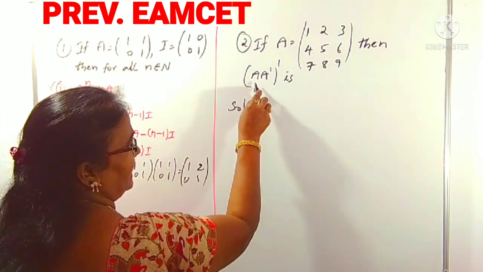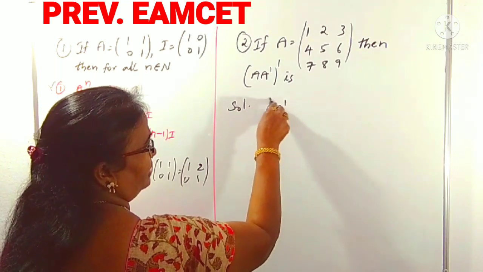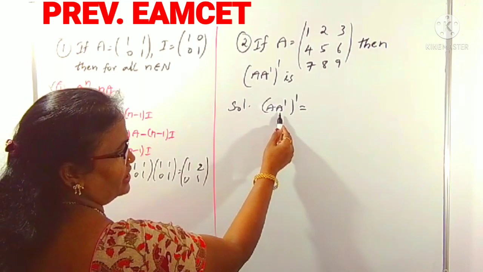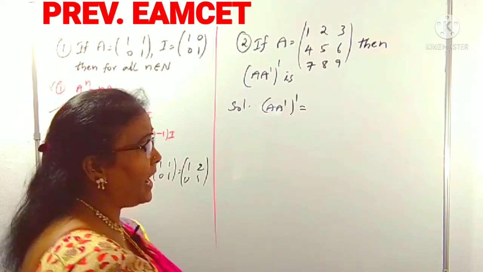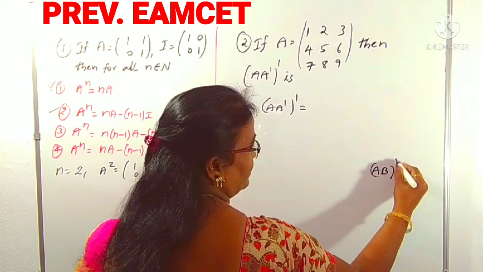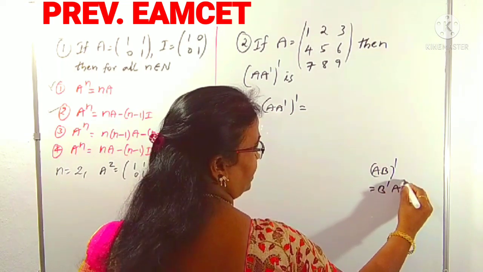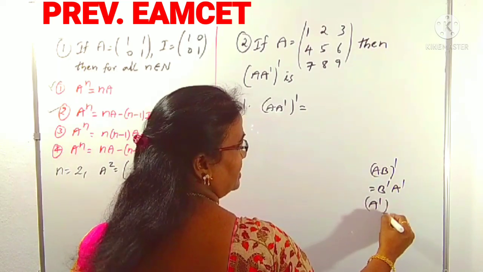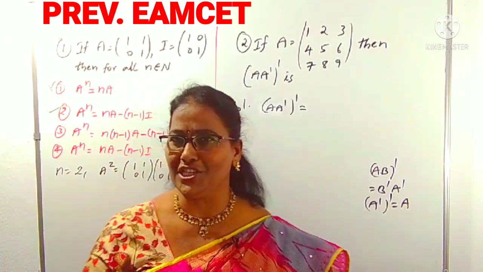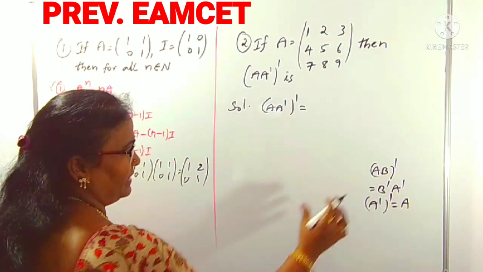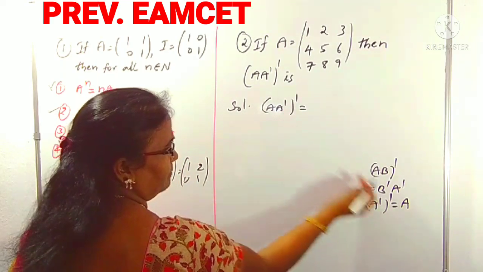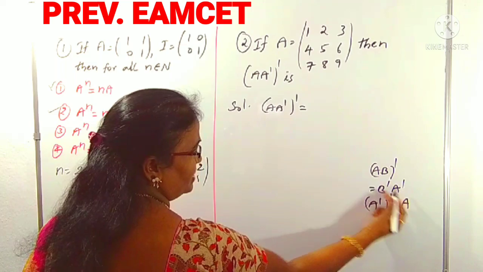To find this solution, A into A transpose, whole transpose, we can use the property. What you can think is A into A transpose, again its transpose. Otherwise, you have to know this property: AB whole transpose we can write as B transpose into A transpose, and also A transpose whole transpose we can write as A. These are the properties on the transpose of matrices. This property I am using: it is in the form of AB whole transpose, means in reverse order we can write B transpose into A transpose.